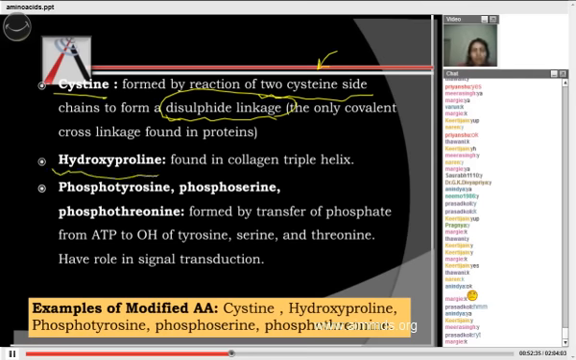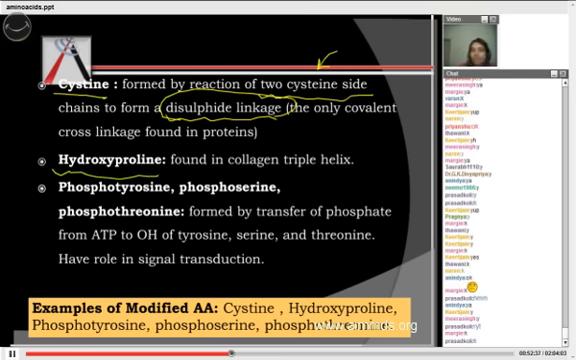Okay, hydroxyproline is found in the collagen triple helix, as we already discussed, and we also have some phosphotyrosine, phosphoserine and phosphothreonine, which are nothing but the derivatives of tyrosine, serine and threonine, and they have a role in signal transduction. We'll talk about signal transduction sometime if we need it. It's not much needed from an MCQ point of view. Okay, so we have the examples of modified amino acids, that is cysteine, hydroxyproline, phosphotyrosine, phosphoserine, phosphothreonine. The list is important, guys.